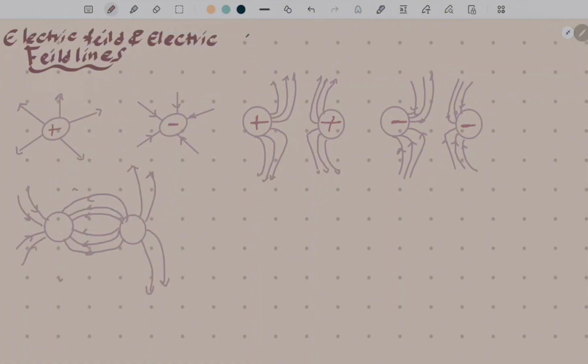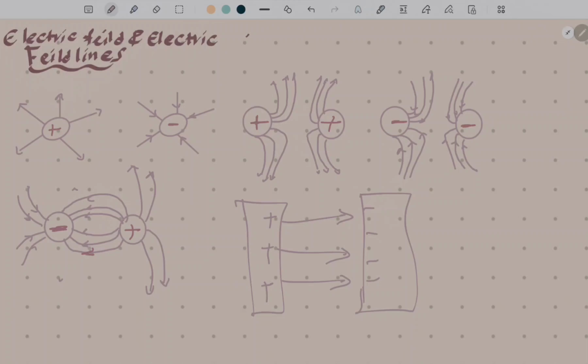Take a look at this new graph that I just drew. Guess which one is positive and which one is negative, and then describe their relationship. If you said this one is negative and this one is positive, then you're correct. The relationship is that this particular field line starts at the positive charge and finishes at the negative charge.